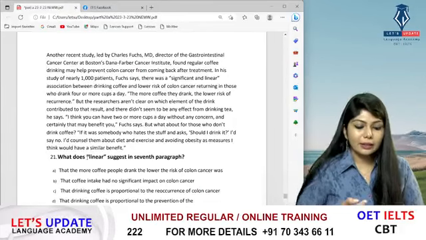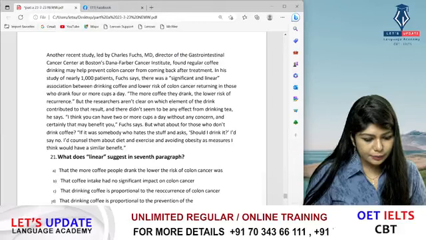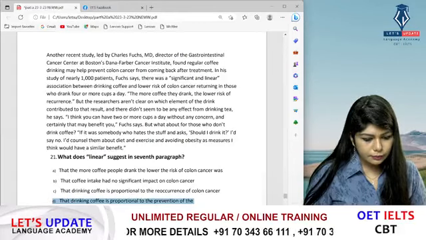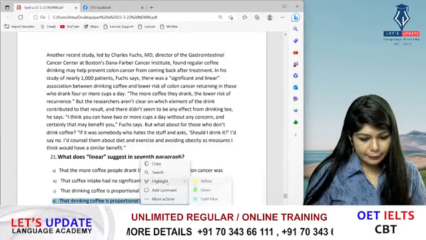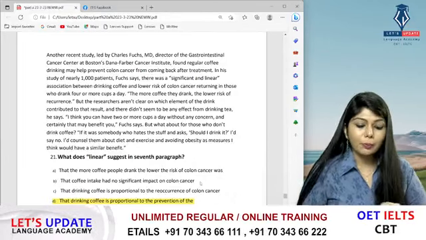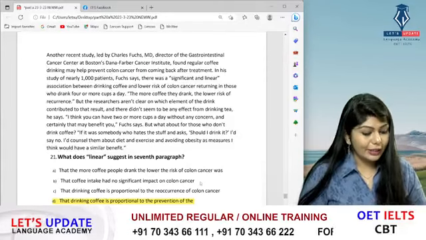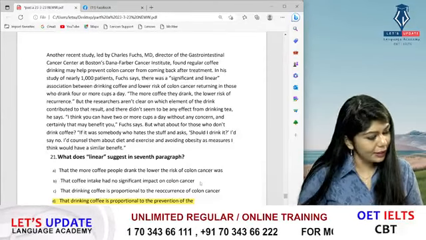Okay, so let's look at the correct answer. The correct answer for this question is D. Okay, that drinking coffee is proportional to the prevention of the recurrence of colon cancer. So that is what is suggested from the paragraph.